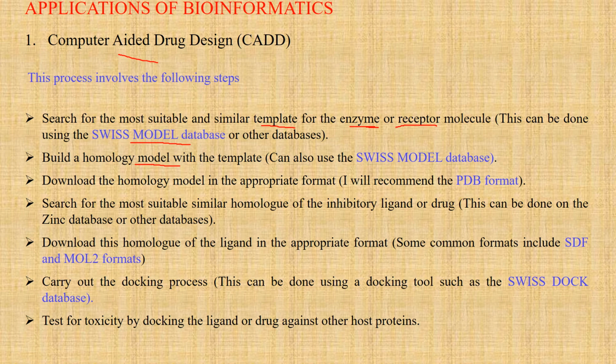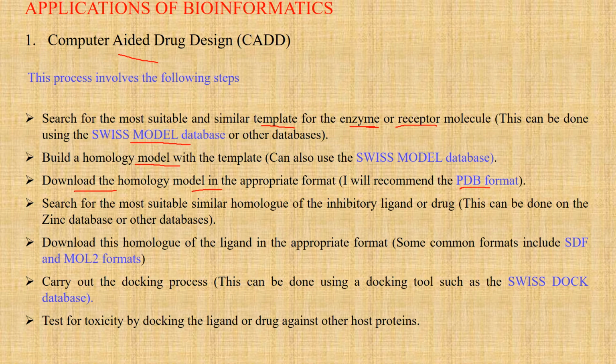Homology modeling is actually building a 3D structure of your protein such that, when you bring in your ligand, you will see where it fits into the active site, and you can do it using the Swiss model database. So when you have modeled your template into 3D, you can now download the homology model into the appropriate format. I would recommend downloading it in the PDB, the Protein Data Bank format, because most docking databases use this format. So it will be easy for you to use later in the docking database.